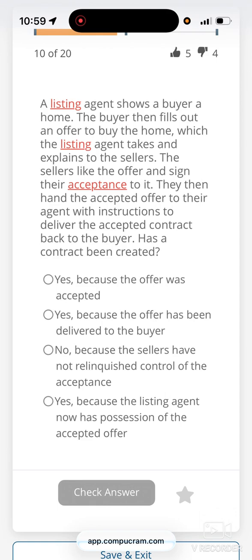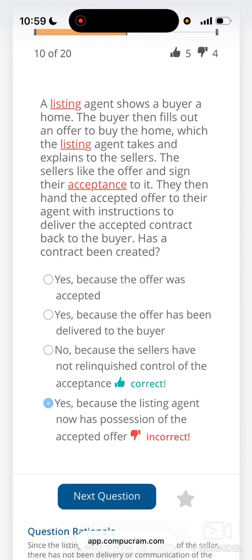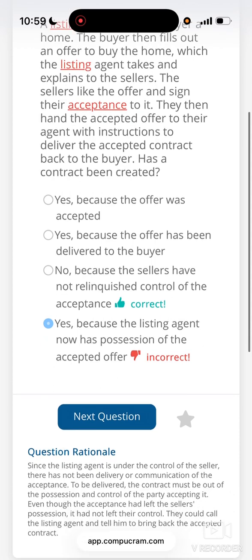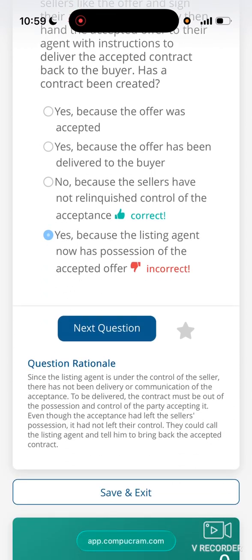Yes, because the offer was accepted. Yes, because the offer has been delivered to the buyer. No, because the sellers have not relinquished control of the acceptance. Yes, because the listing agent now has possession of the accepted offer. Might be yes. Oh, no, because the seller has not relinquished control of the acceptance. I had a feeling it was no, because it didn't get to the other person, but it wasn't that option there. So that's why I picked that, but it doesn't matter.